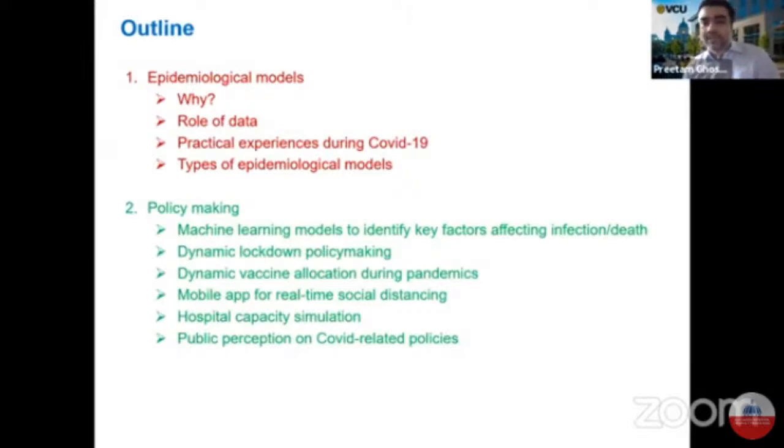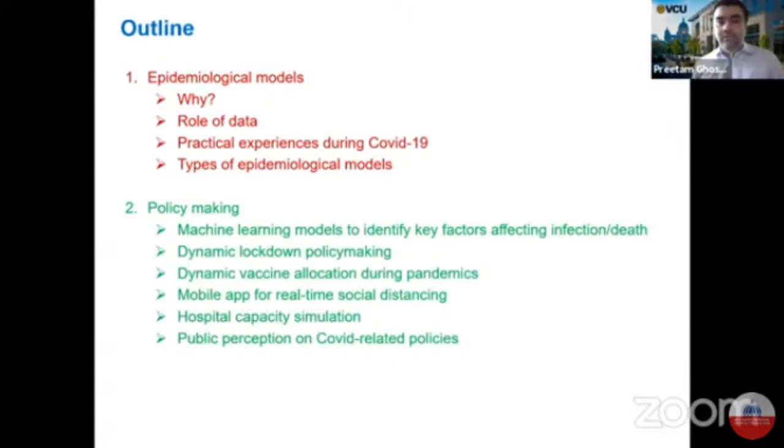Then we will go into social distancing. So of course, for social distancing, we created a mobile app in one of our published papers. So we will very briefly cover what kind of models can go into social distancing related policies. Then we will kind of taper into hospital capacity simulation. So what is the hospital capacity simulation?